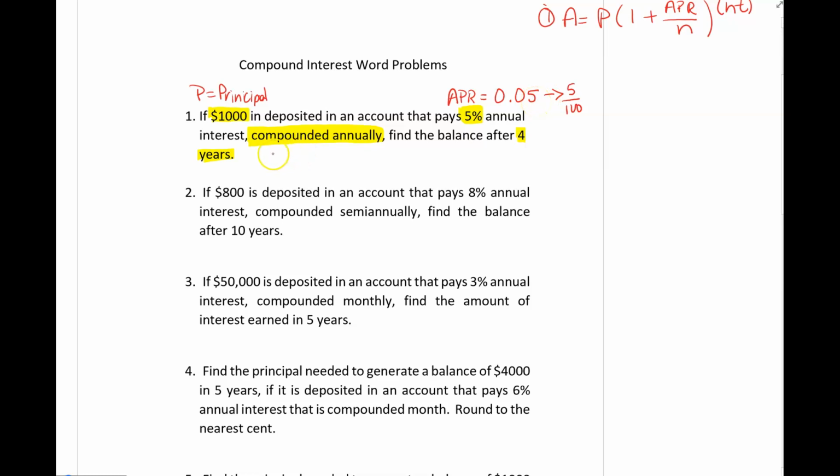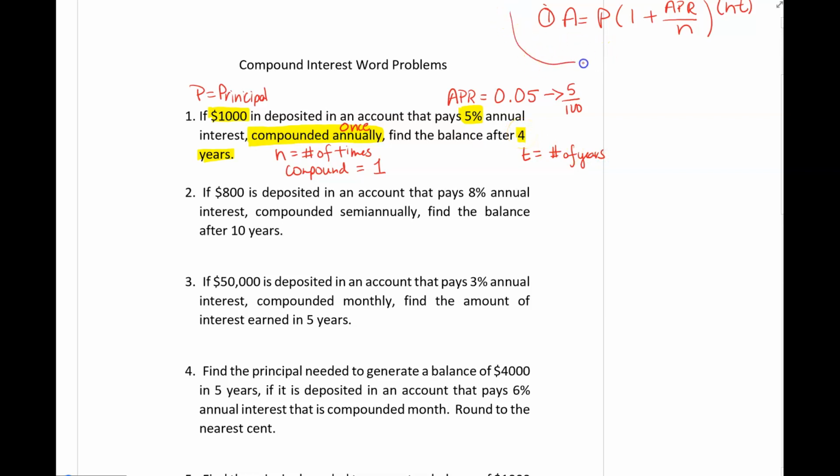n is the number of times you compound in a year. And if it's annually, that means once. So n is equal to 1. And then finally, t is equal to the number of years you are compounding. And in this case, that's going to be 4.